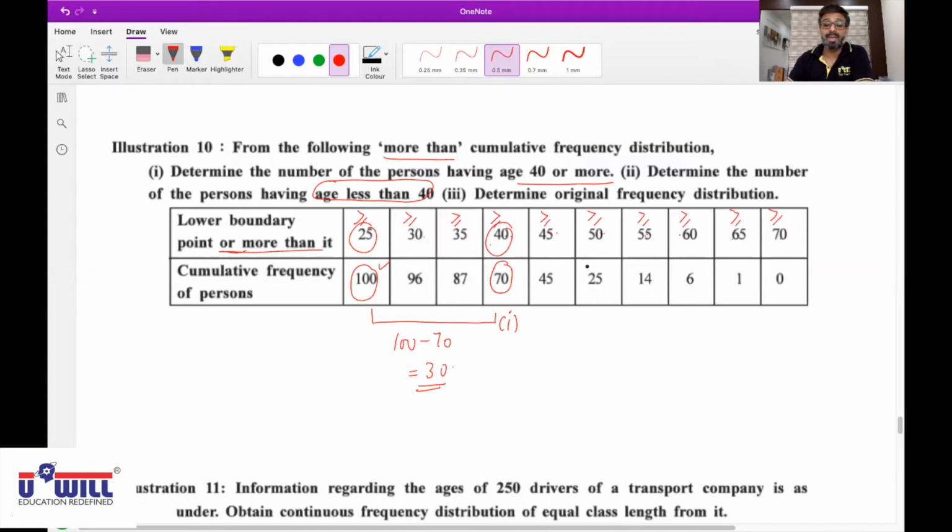And how will you get the frequency? 100 minus 96, 4. 96 minus 87, 9. 87 minus 70, 17. 70 minus 45, 25. 45 minus 25, 20. 25 minus 14, 11. 14 minus 6, 8. 6 minus 1, 5. And 1 minus 0, last 65 to 70 will be 1.